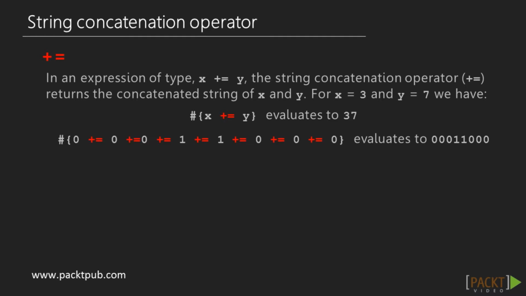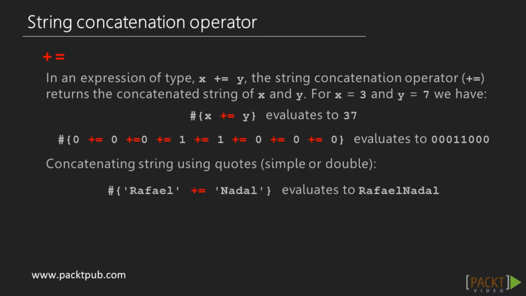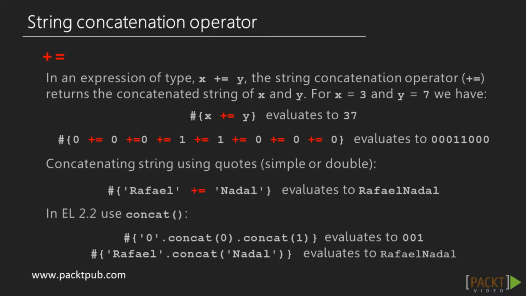In the second example, you can see that the concatenation operator can be applied multiple times in the same expression. Of course, since this operator is dedicated to concatenating strings, we can easily provide strings in single or double quotes, as you can see in the third example. In EL 2.2, we can achieve the same goals as this operator by using the concat function, as in the fourth example.